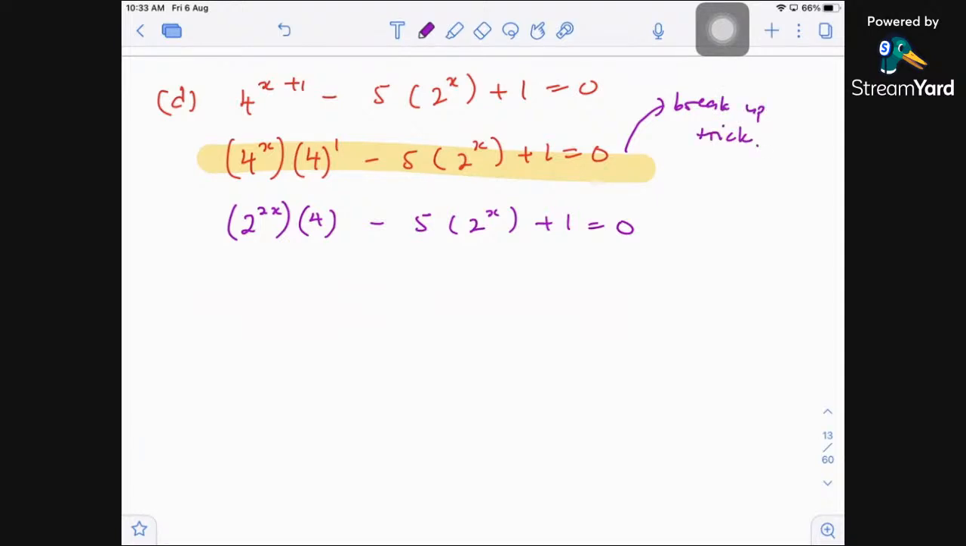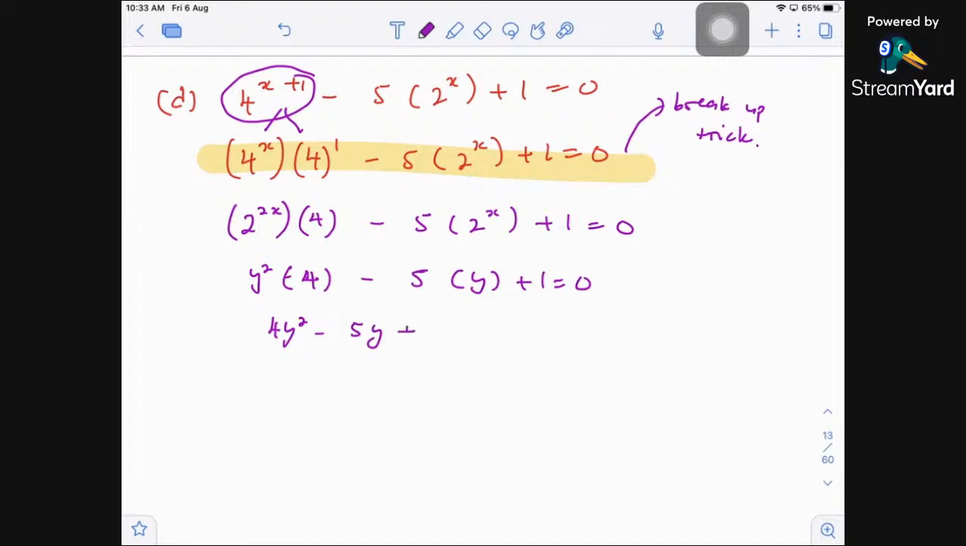Okay. Why I say breakup trick? Tengok power kat sini, saya pecahkan. That is what I call lah. Okay, breakup trick. This trick name I gave lah. Okay. So you can try to remember that way. Okay. So here you get y square 4 minus 5y plus 1 equals to 0. So 4y square minus 5y plus 1 sama dengan kosong.